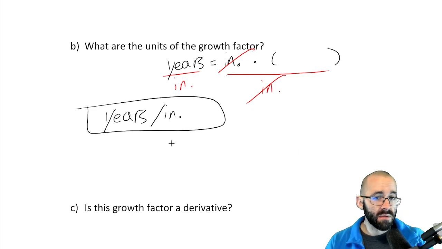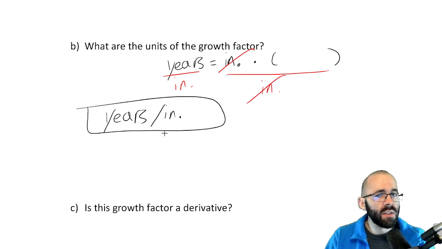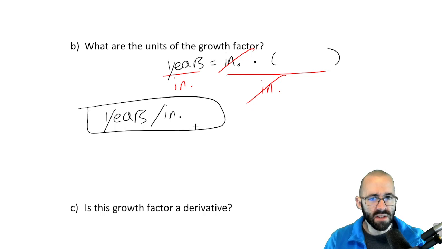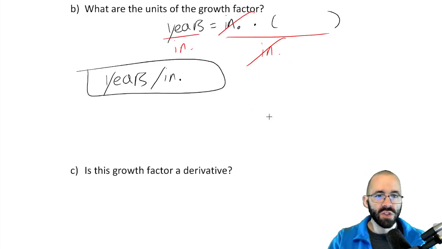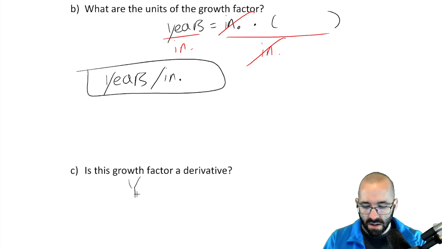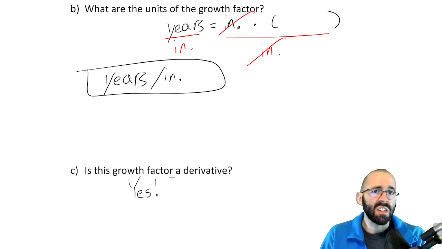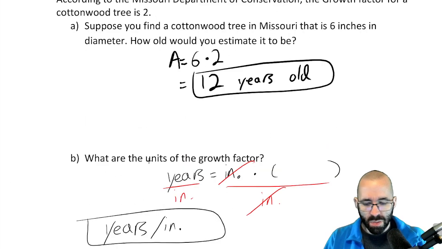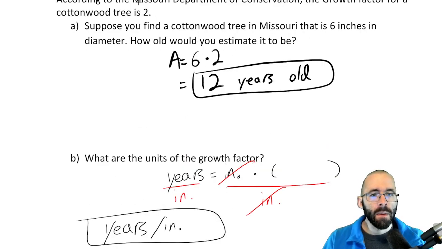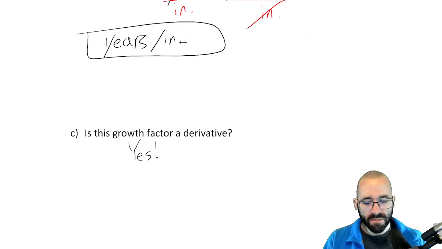Is this a derivative? Letter C. Well, a derivative is just a rate of change. Yeah, this is a rate of change, right? So how do the years change? How does the age change in years with how the diameter changes? Yes. It doesn't look like a derivative. We're not really doing calculus here, right? All we've done is just multiply 2 numbers together. But rates of change are derivatives. This is a rate of change.